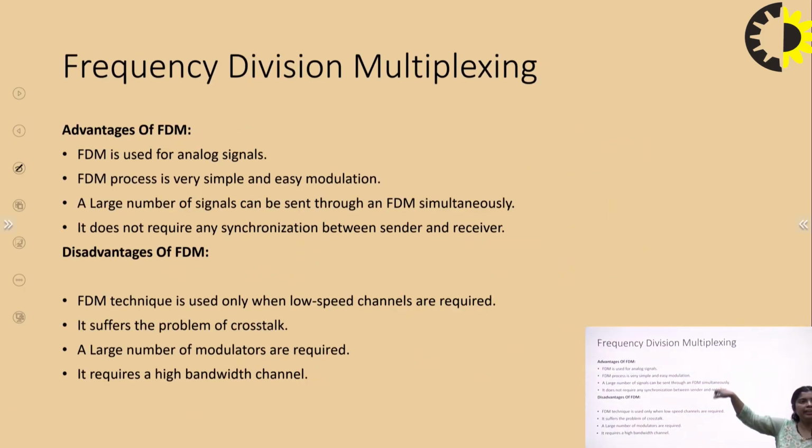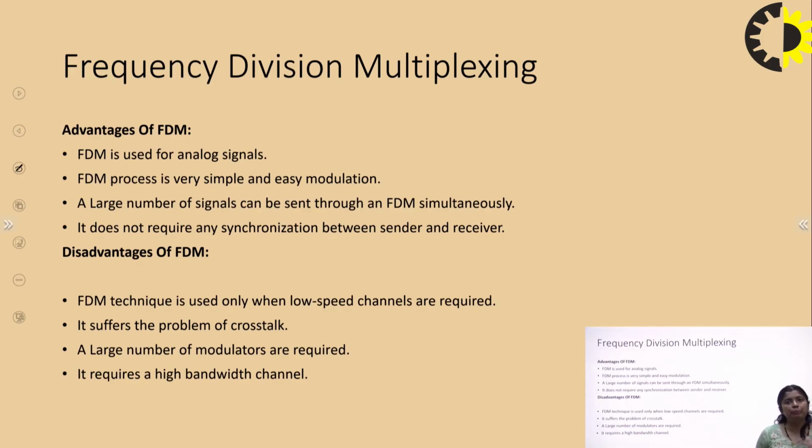Now, what are the advantages of FDM? The main advantage is that it is used for the analog signal. What is the analog signal? Whatever I am communicating, this is the analog signal. And when you are communicating with a particular mobile, when you are sending some messages, there is a digital bit stream. So there are two types of signals, analog or digital.